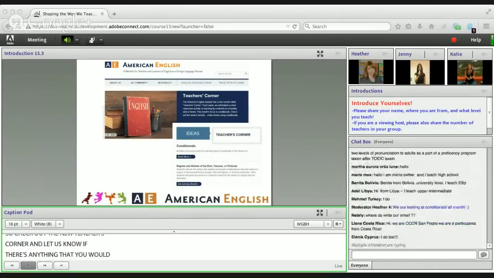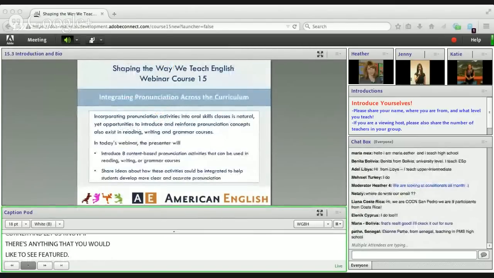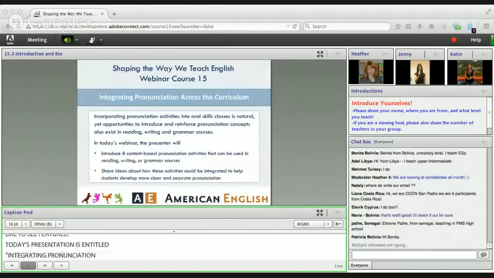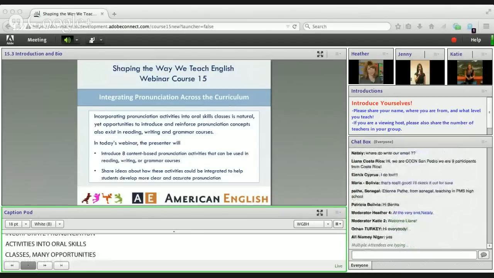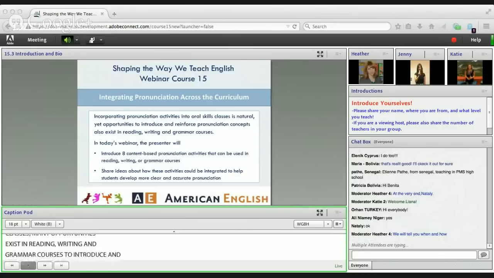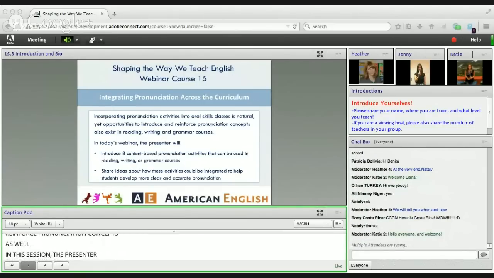Today's presentation is entitled Integrating Pronunciation Across the Curriculum. While it's natural to incorporate pronunciation activities into oral skills classes, many opportunities exist in reading, writing, and grammar courses to introduce and reinforce pronunciation concepts as well. In this session, the presenter will introduce content-based pronunciation activities that could be used in a reading, writing, or grammar course. She will give ideas about how these activities could be integrated to help students develop more clear and accurate pronunciation.